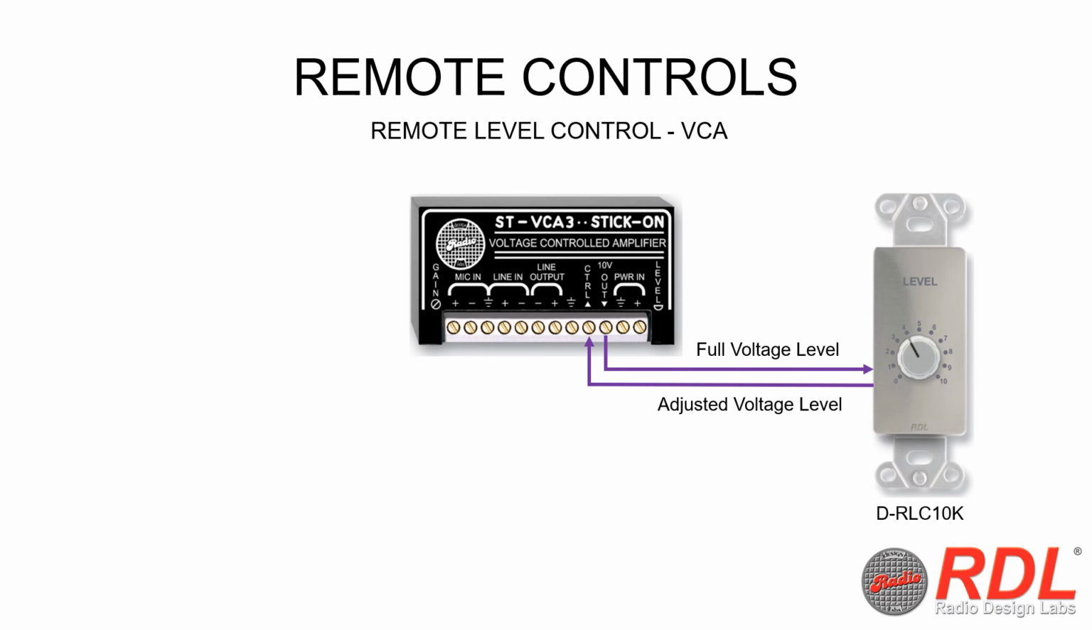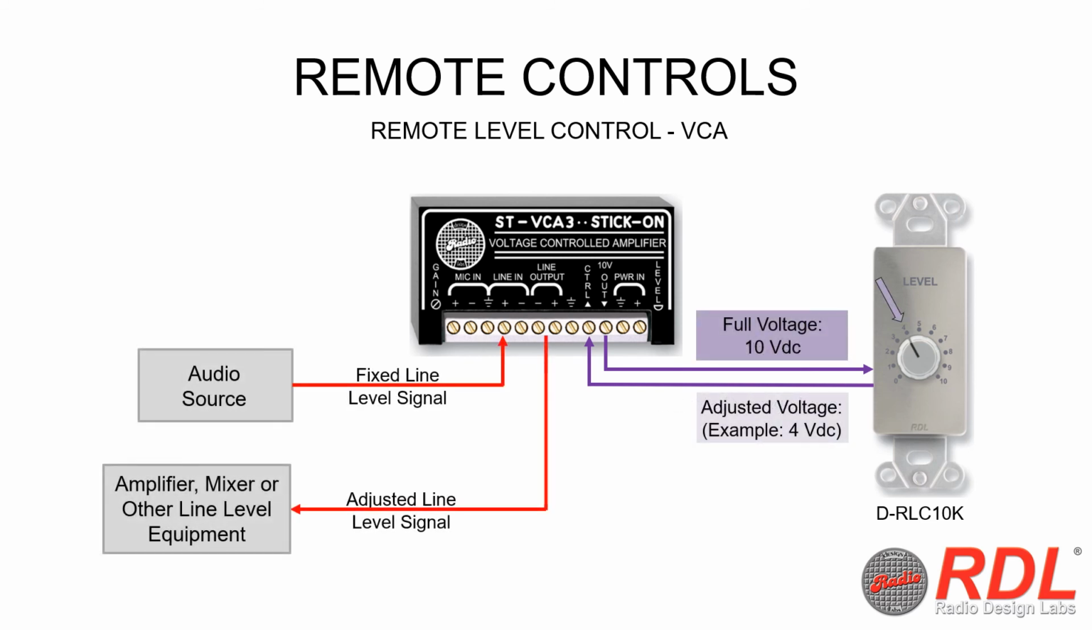Here in this example, we're showing RDL's ST-VCA3 voltage controlled amplifier, a standalone unit that's designed to add level control to any audio device that doesn't have adjustable volume. RDL products primarily use 10 volts DC as control voltage. If the VCA receives a full 10 volts back, the audio signal will be raised to its highest level. As the voltage is decreased or attenuated, the audio signal will be lowered until it's essentially turned off.